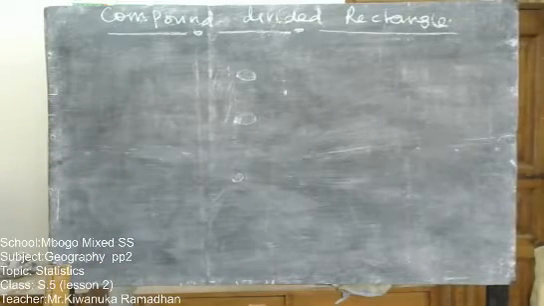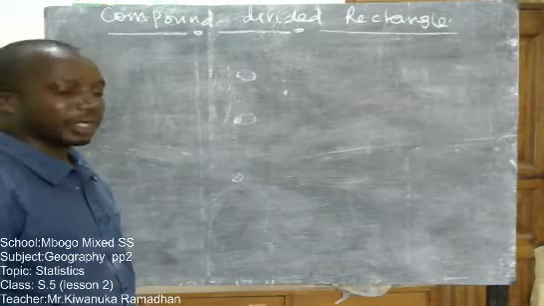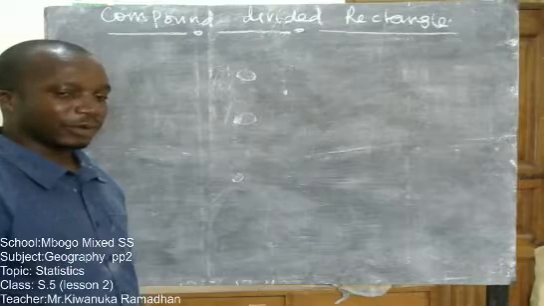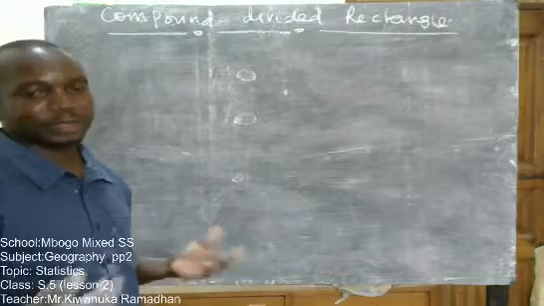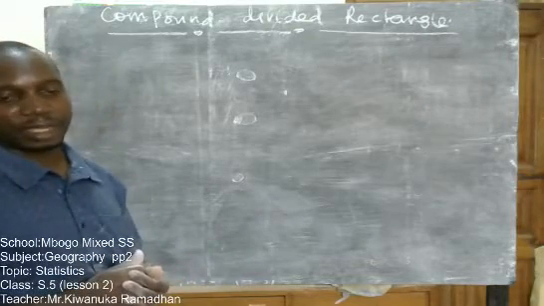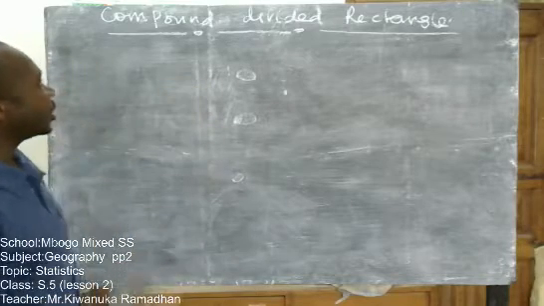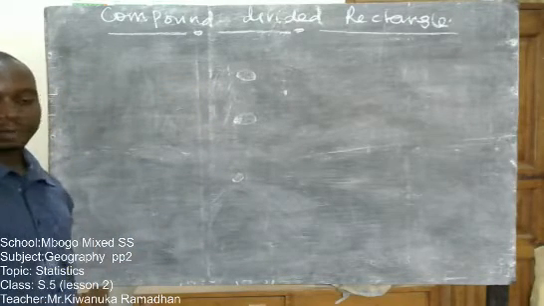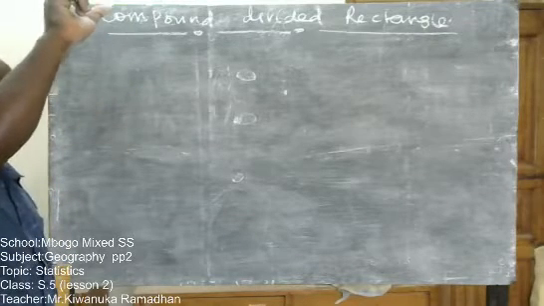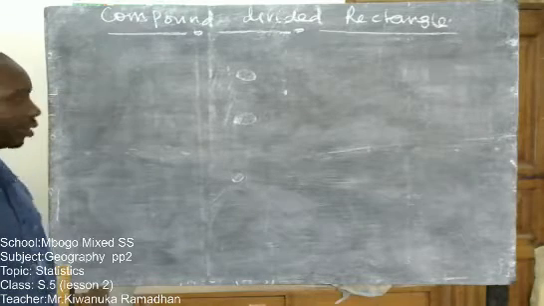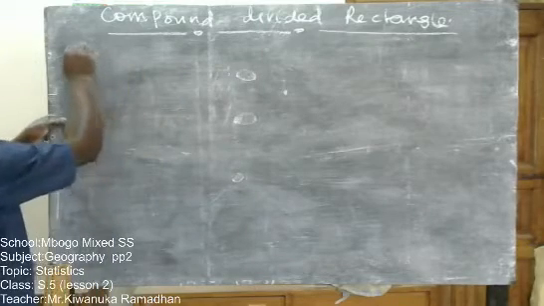The question says, study. I hope you have studied the table very well, and we are now going to construct the compound divided rectangle. Unlike the first, which was the simple, this one is compound. It is going to show a lot of information. But like we did in the first session, we are going to arrange in order from big to small. So we come up with the cumulative table or table of results.